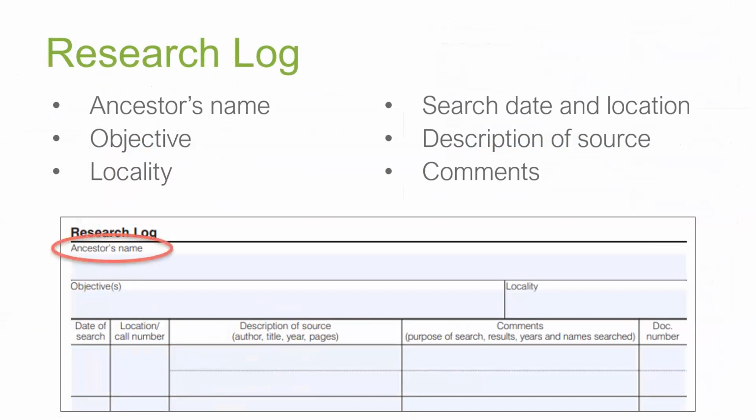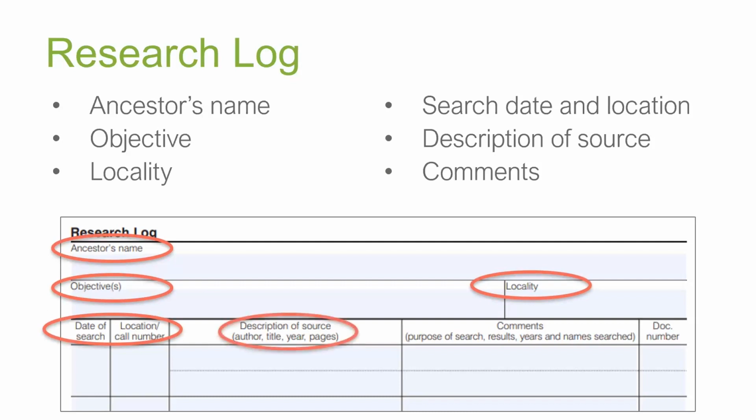They generally include the ancestor's name, your objective, also known as a research goal, the locality or the place where your ancestor lived, the date and location of your record search, which is the repository where you're researching, the description of the source, which is what record you searched with its citation, comments, which include details from each source, and nil or negative searches. You can also add a document number to help organize your records.